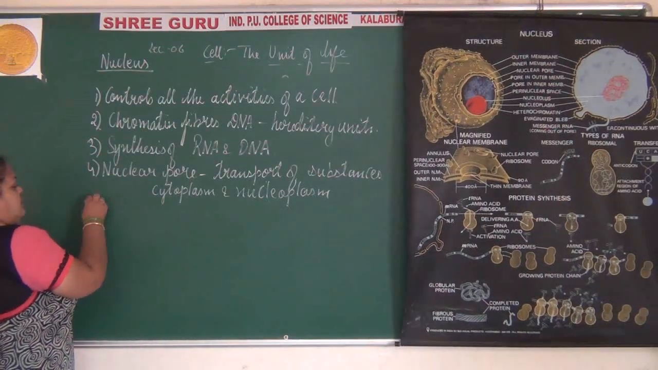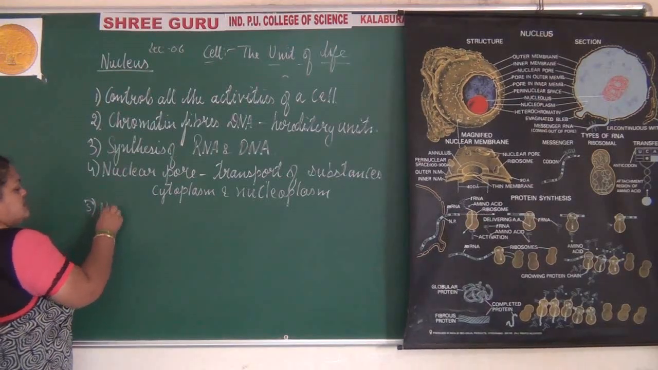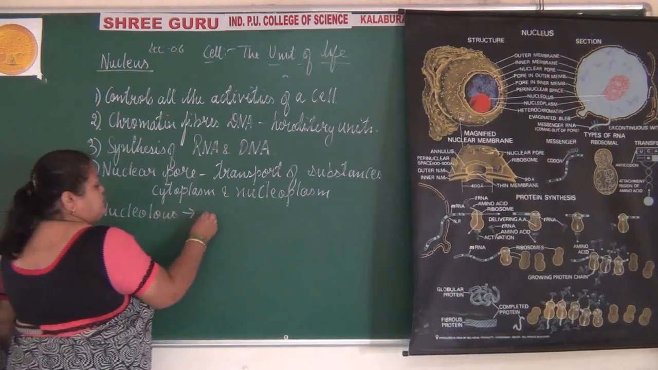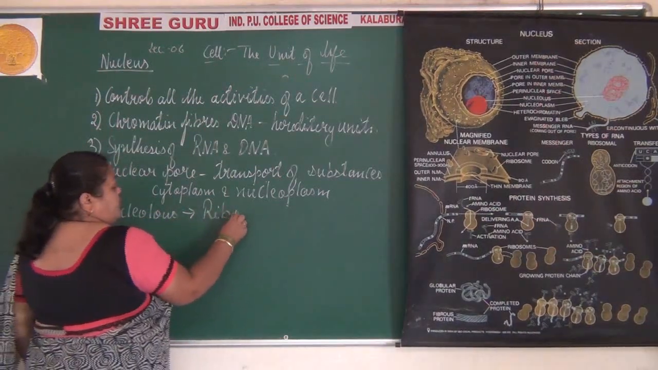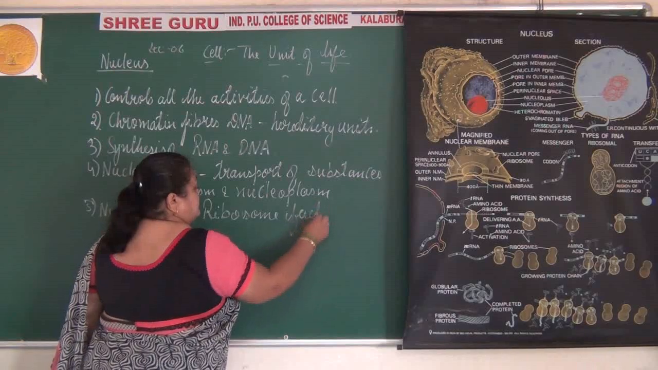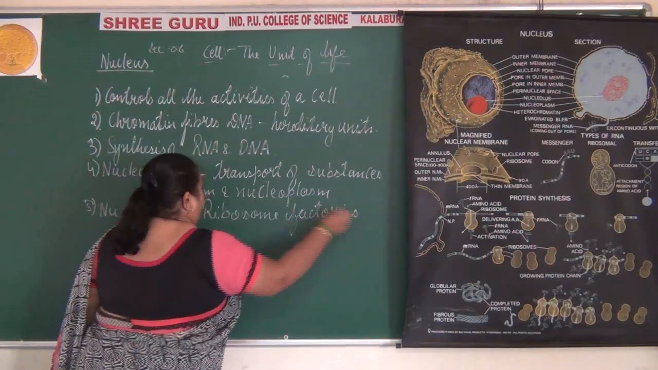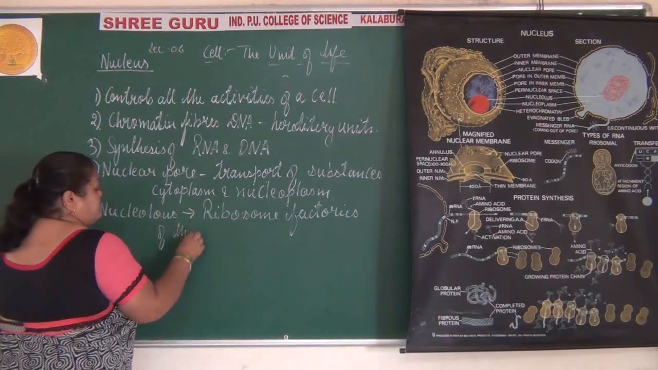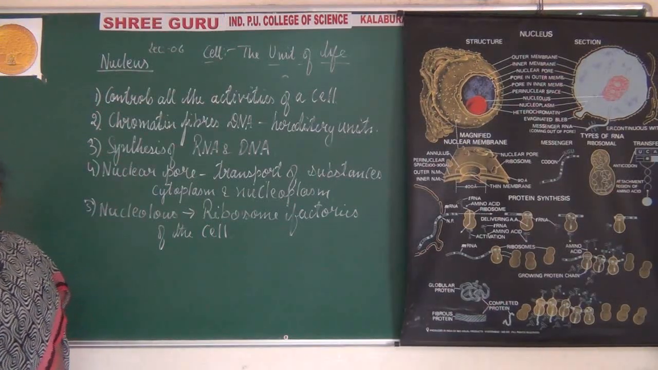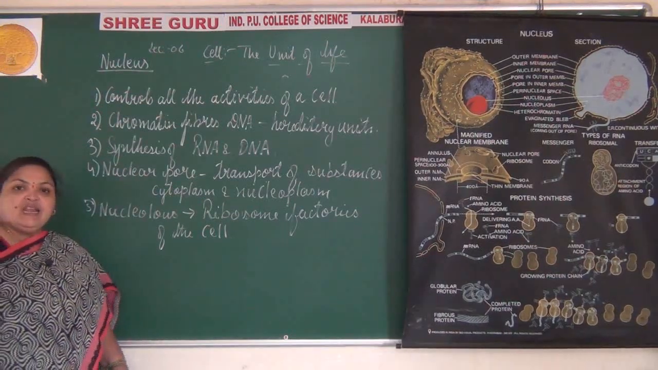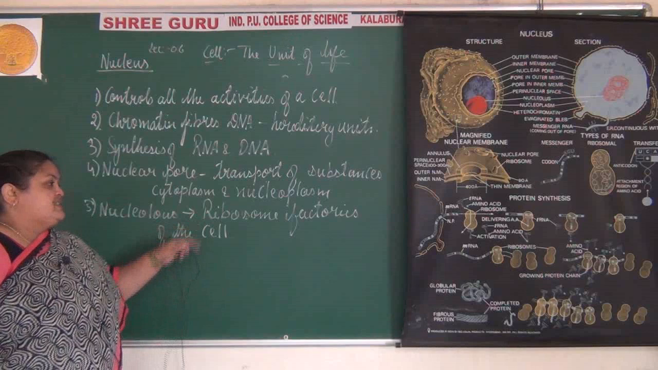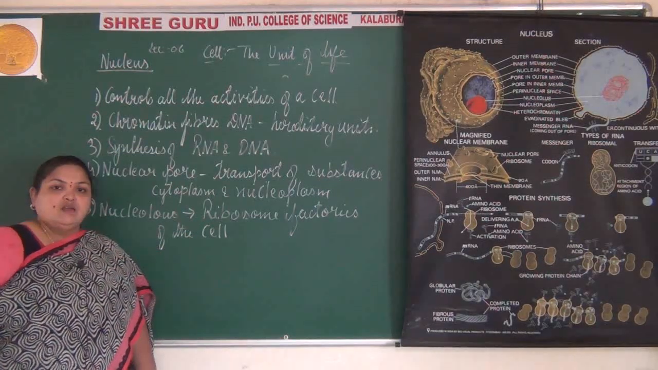And the nucleolus. The nucleus has the nucleolus, which is considered to be the ribosome factories of the cell. So the nucleolus is mainly involved in the synthesis of ribosome subunits. So we call the nucleolus the ribosome factories of the cell.